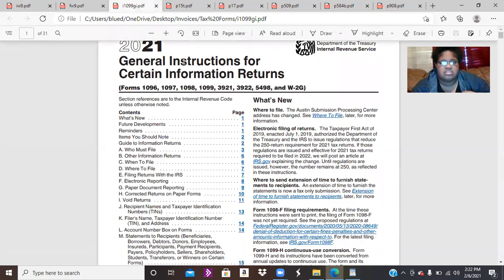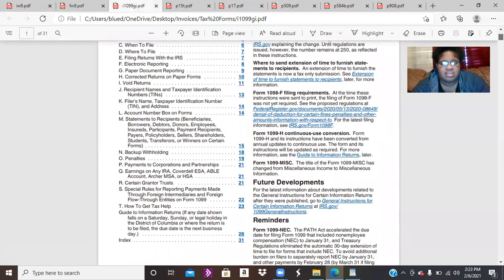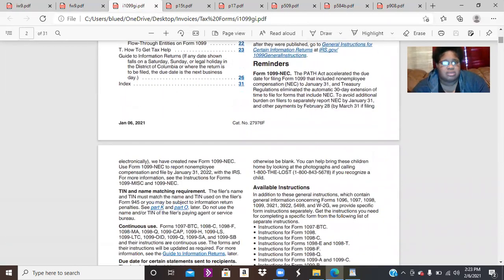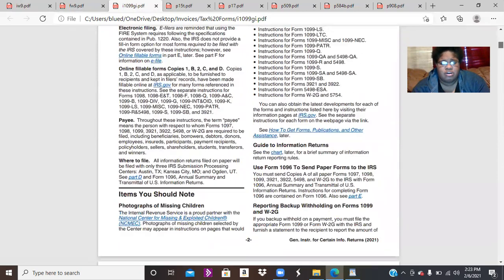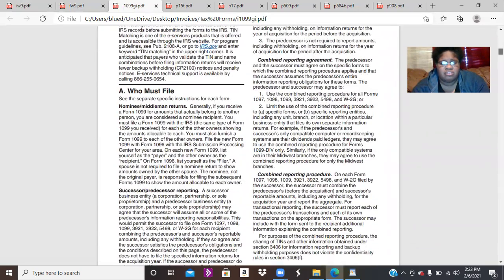All right, so this right here is the general instructions for certain information returns. Basically, this is the 2021 guide for it. It goes over corrected returns on paper forms, void returns, electronic reporting, filing returns with the IRS, where to file, when to file, backup withholding, penalties, payments to corporations and partnerships, and earnings on any IRA. It just goes through a lot of information for you guys, and it's 31 pages long. And like I said, these are downloadable off of irs.gov.